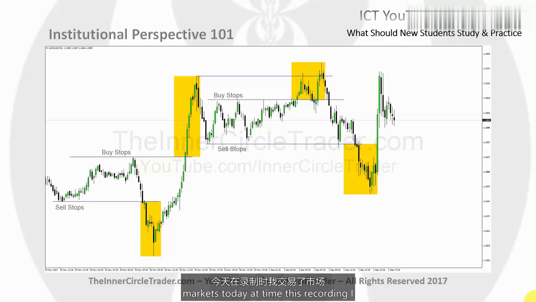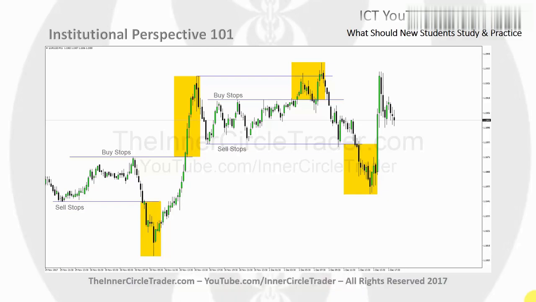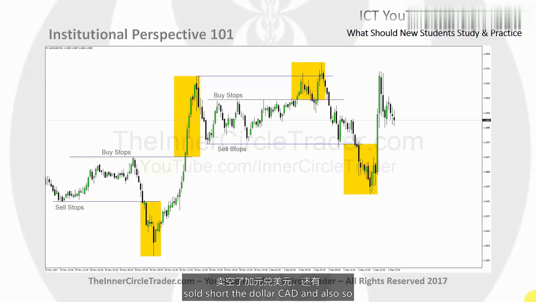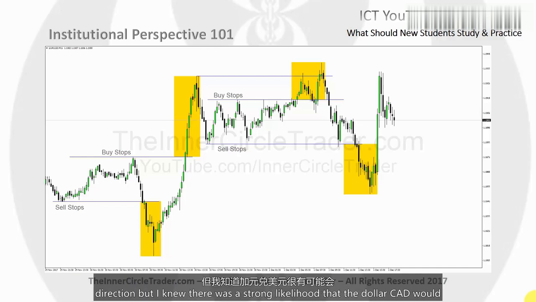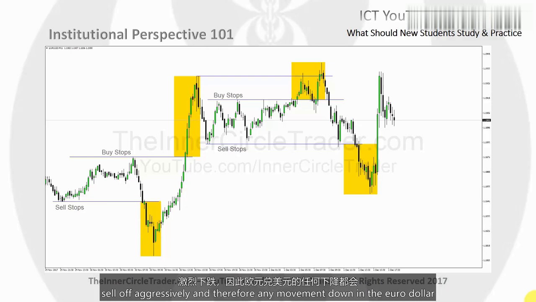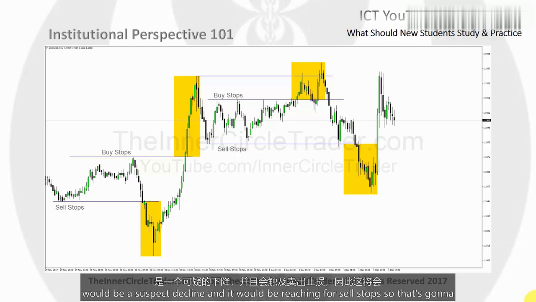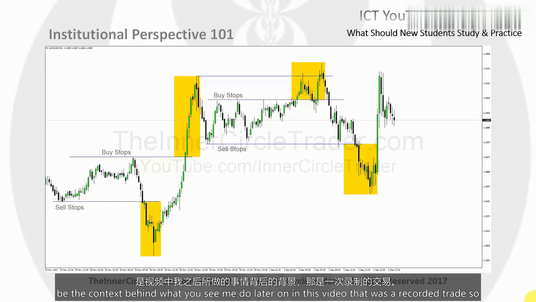Now, I traded 2 markets today at the time of this recording. I sold short the dollar CAD, and I also sold short the euro dollar. Both pairs generally do not move in the same direction, but I knew there was a strong likelihood that the dollar CAD would sell off aggressively, and therefore any movement down in the euro dollar would be a suspect decline, and it would be reaching for sell stops. So that's going to be the context behind what you see me do later on in this video, which was a recorded trade.